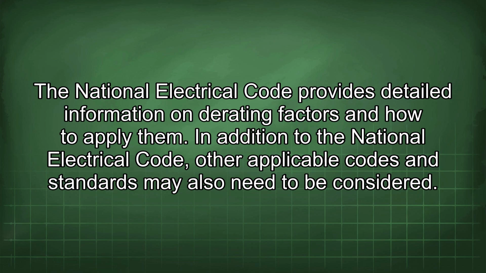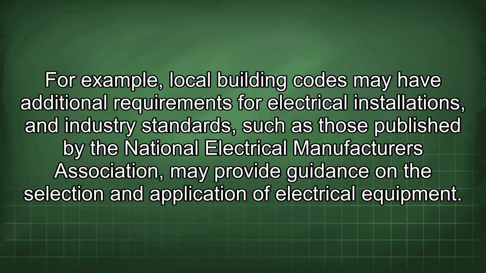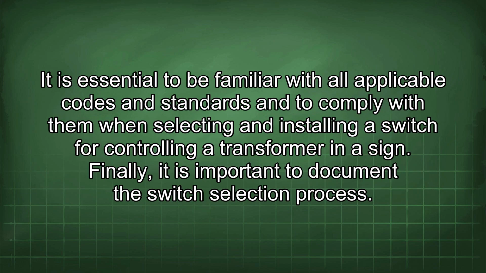In addition to the National Electrical Code, other applicable codes and standards may also need to be considered. For example, local building codes may have additional requirements for electrical installations, and industry standards, such as those published by the National Electrical Manufacturers Association, may provide guidance on the selection and application of electrical equipment. It is essential to be familiar with all applicable codes and standards and to comply with them when selecting and installing a switch for controlling a transformer in a sign.